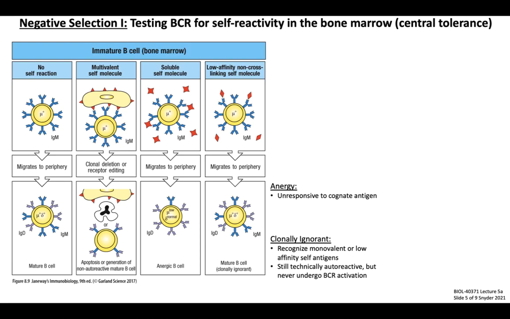These B cells therefore undergo the same maturation steps as the truly non-autoreactive clones represented in the first column of this figure, so they actually successfully exit the bone marrow and migrate to the spleen to complete B cell maturation.